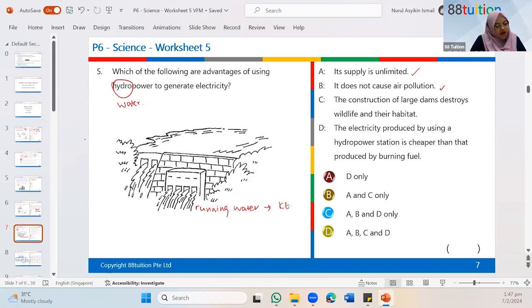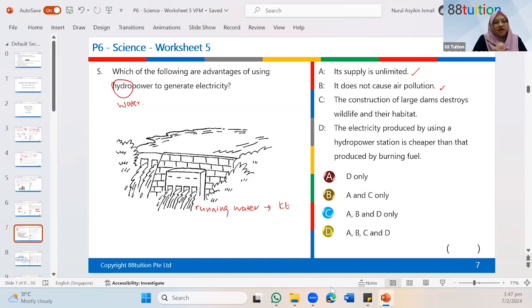C, the construction of large dams destroy wildlife and their habitat. This is true. When you make dams, they are not small, they are huge. That's why in Singapore you don't have an actual full-size dam. You maybe have a small one over at Marina Barrage area there, but definitely not the big ones like you can see in other countries. To make large dams, you actually have to clear out spaces. Wildlife will be affected, their habitats will be affected. Sometimes even villages can be affected as well.